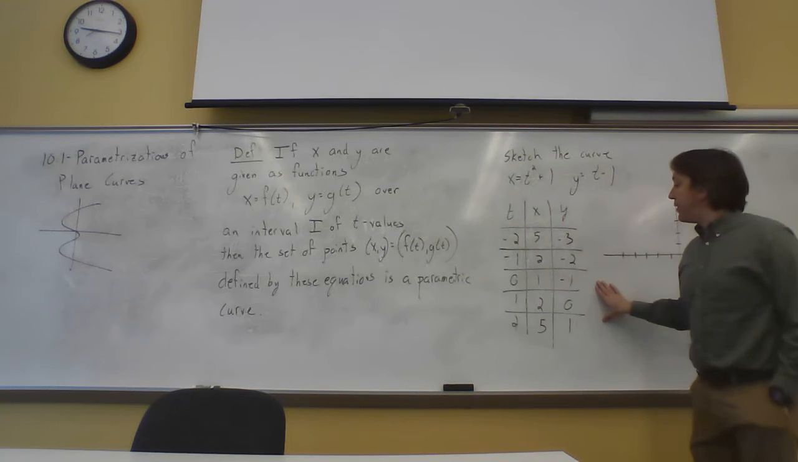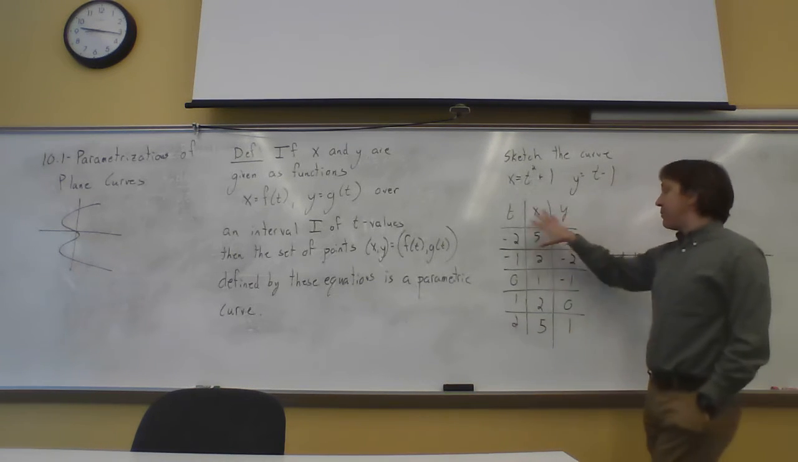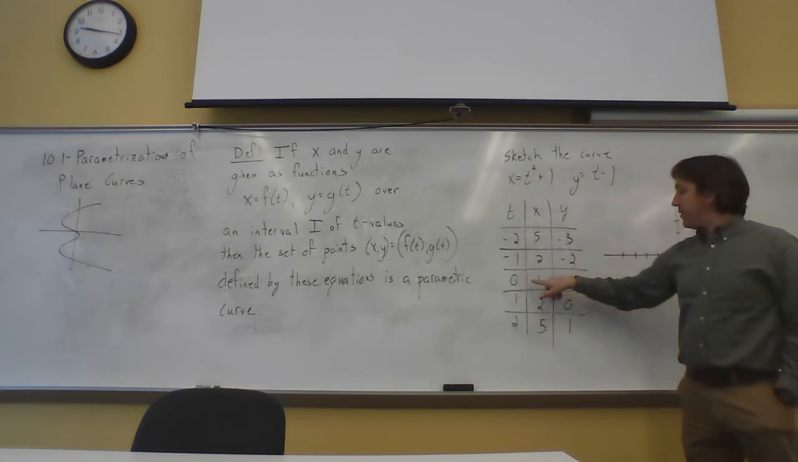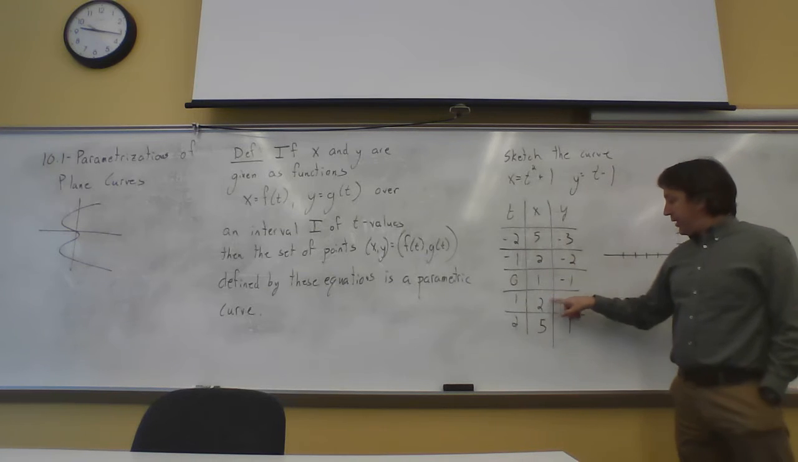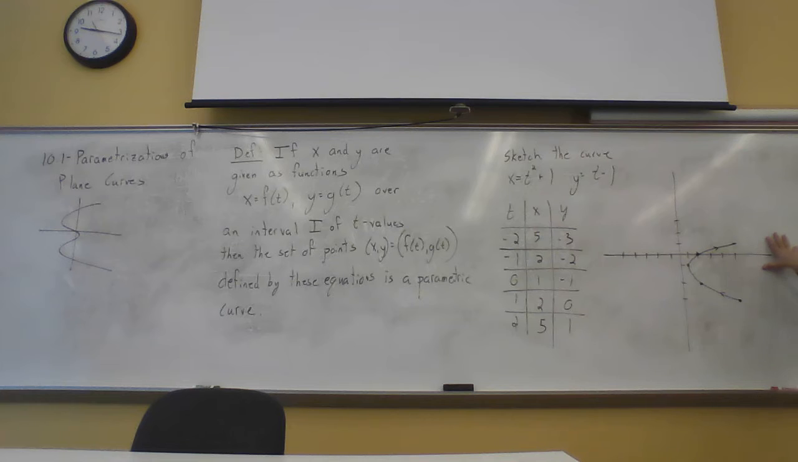So I made a table of values, as you can see. When t is negative 2, x is 5 and y is negative 3. I'm just plugging in those t values. When t is negative 1, you get 2 and negative 2. At 0, you get 1 and negative 1. At 1, you get 2 and 0. And at 2, you get 5 and 1. And I did that, and then I made a graph out of it.